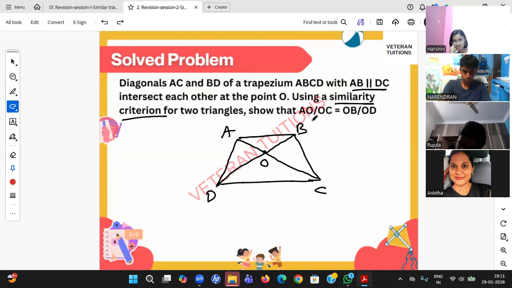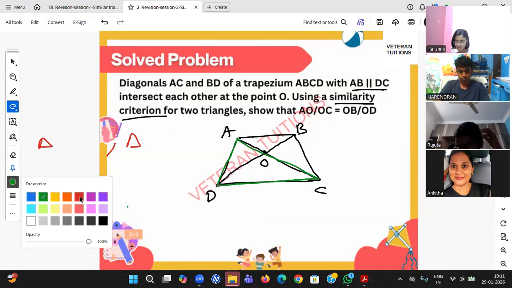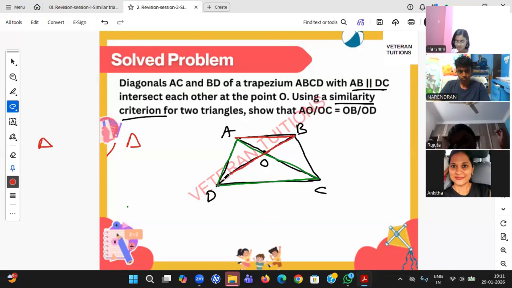Okay, Ankita, AO by OC, OB by OD. Which triangle should I take, students? Which two triangles should I take? So triangle ADC and ABD. Okay, you see, students, whenever you're getting confused, ADC and ABD, she said, right? Let me use it. First of all, you should not select the triangles like that.